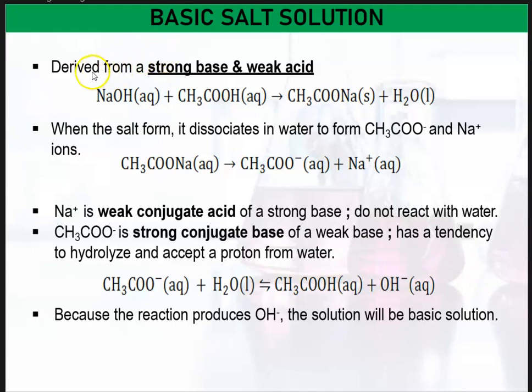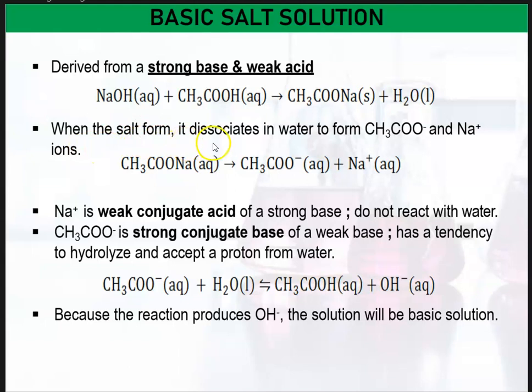Basic salts derive from a strong base and a weak acid. So in this example, we have sodium hydroxide as a strong base and acetic acid as a weak acid. The strong base forms a very weak conjugate acid, but the weak acid forms a strong conjugate base. So when the salt forms, CH3COONa is the salt for this reaction.